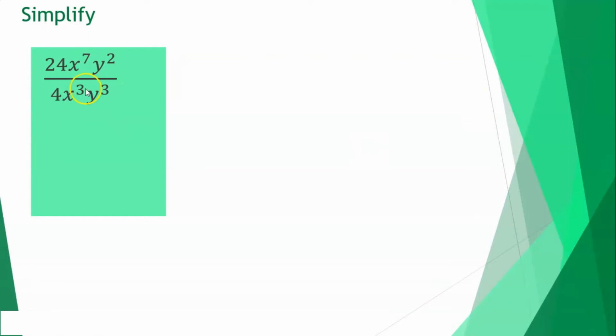Okay, another. 24x to the power of 7, y squared divided by 4x cubed, y cubed. So at this point, let's divide. 24 divided by 4, that's 6. 7 minus 3, that's 4. And 2 minus 3, that's negative 1. So take note, this is negative. So simplify further. So 6x^4 over y.